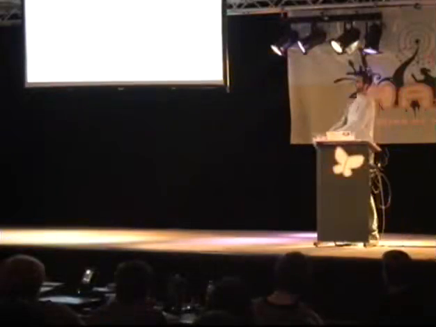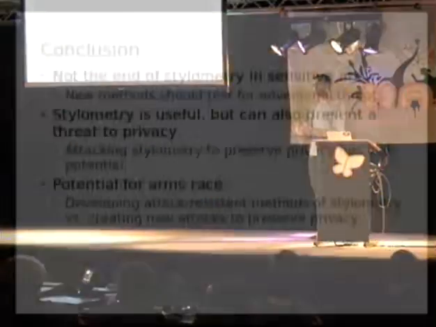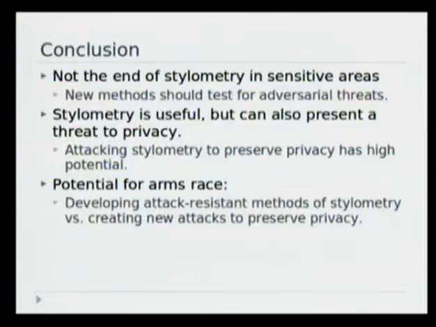So the conclusion here, this is not really the end of stylometry in sensitive areas. We don't think this is conclusive enough to say you can't use stylometry in courts anymore. But it certainly raises a lot of questions. And also, new methods that come out should test for the adversarial threat. Stylometry is useful. It has a lot of good things. It's helped in a lot of cases, but it can also present a threat to privacy. And attacking stylometry could be some way to mitigate this threat.